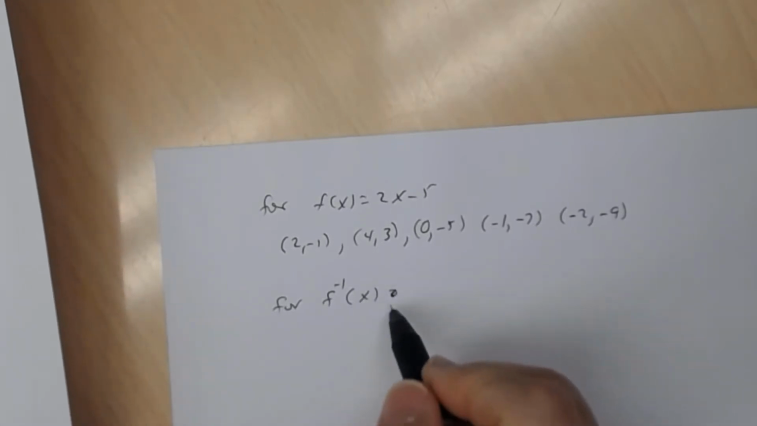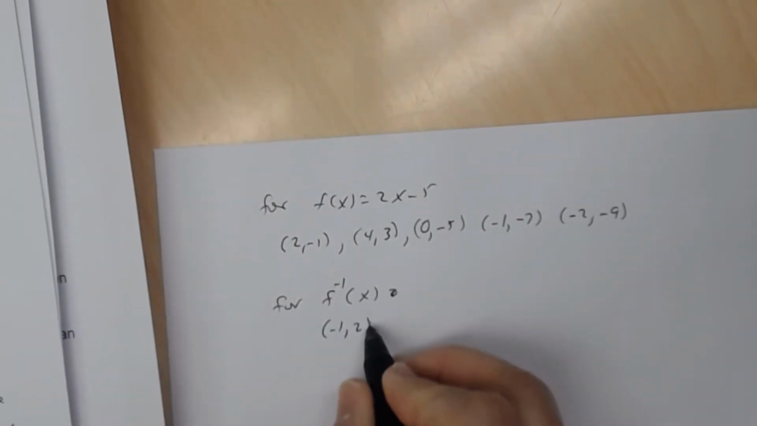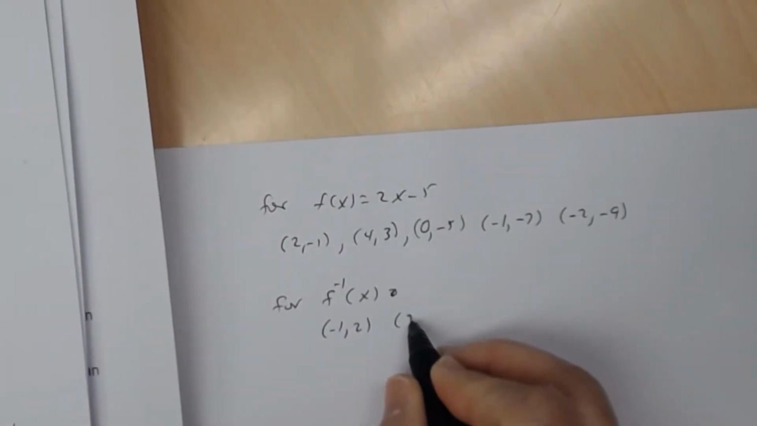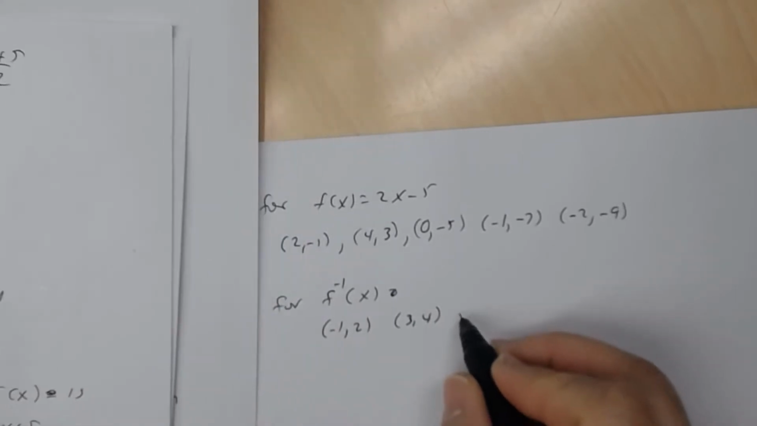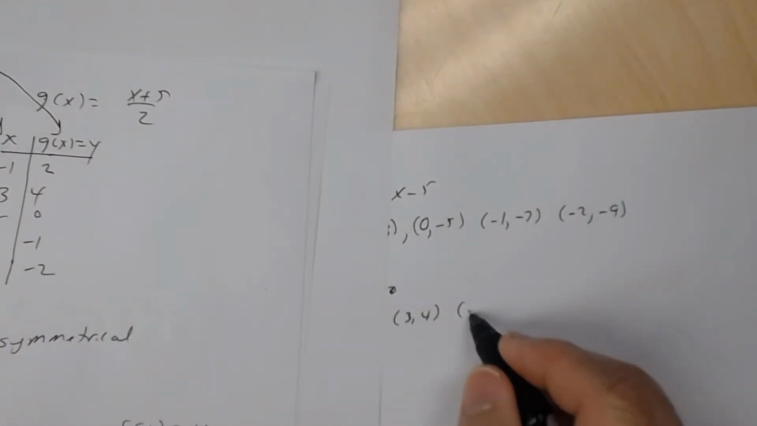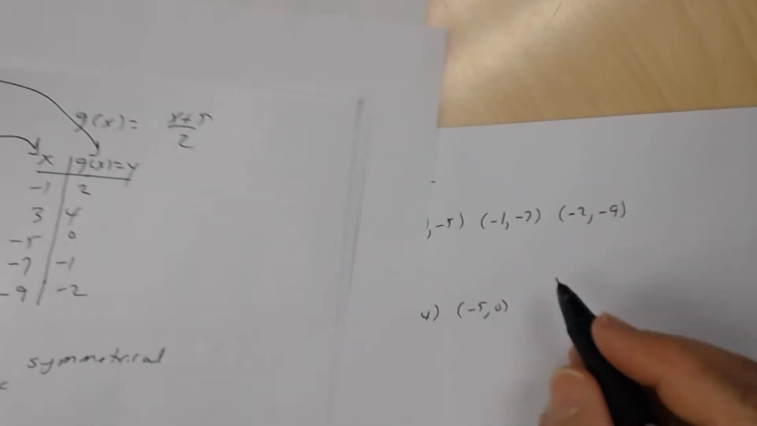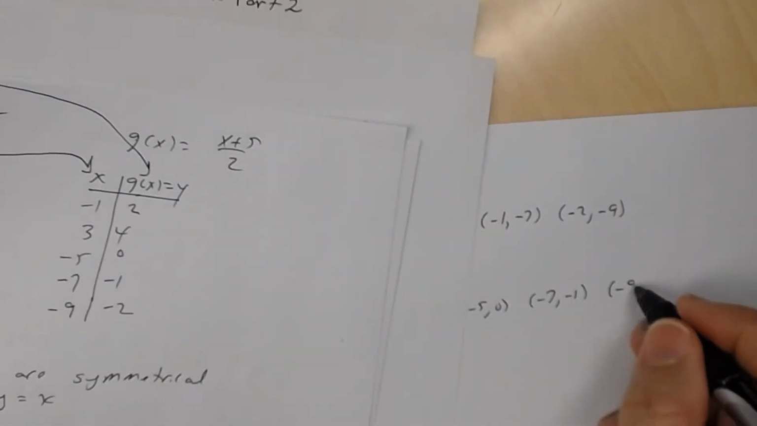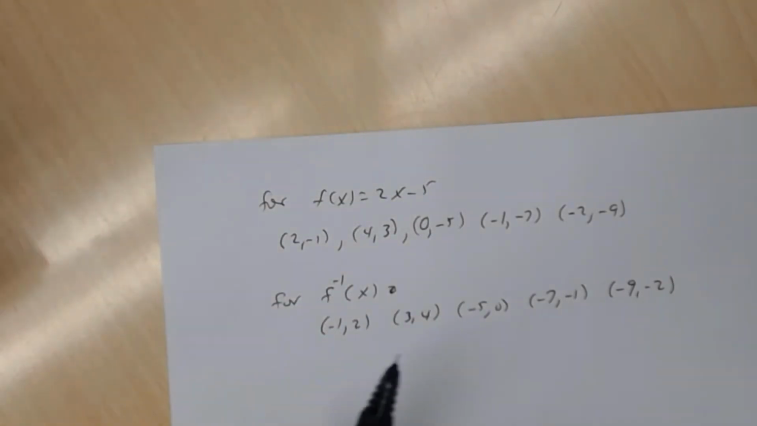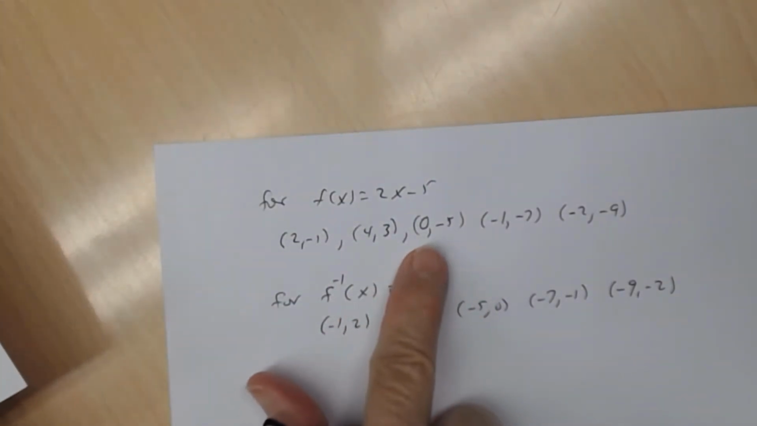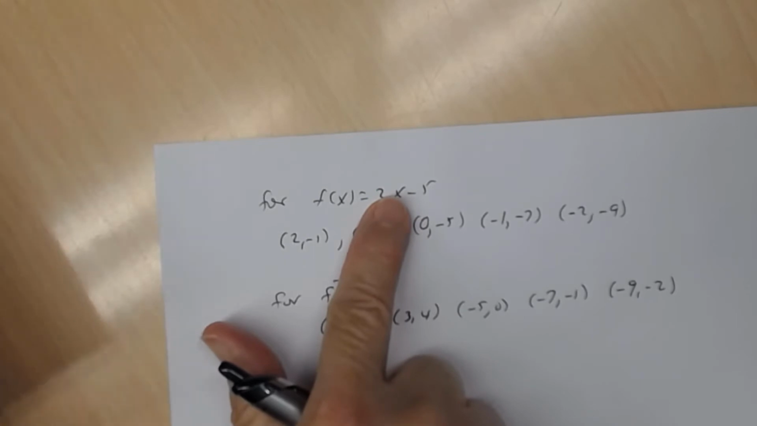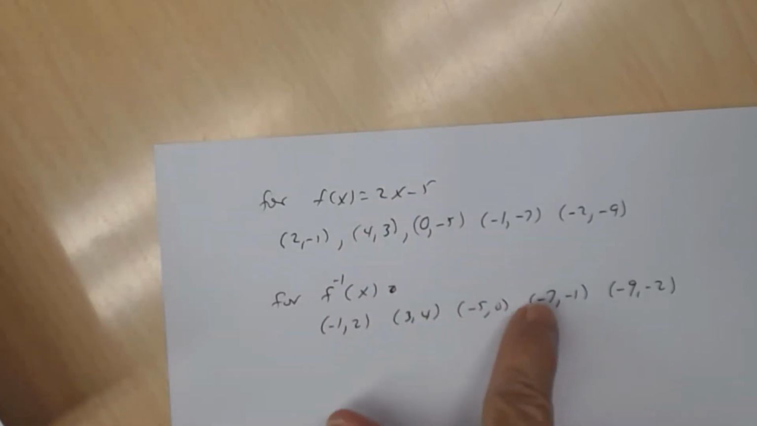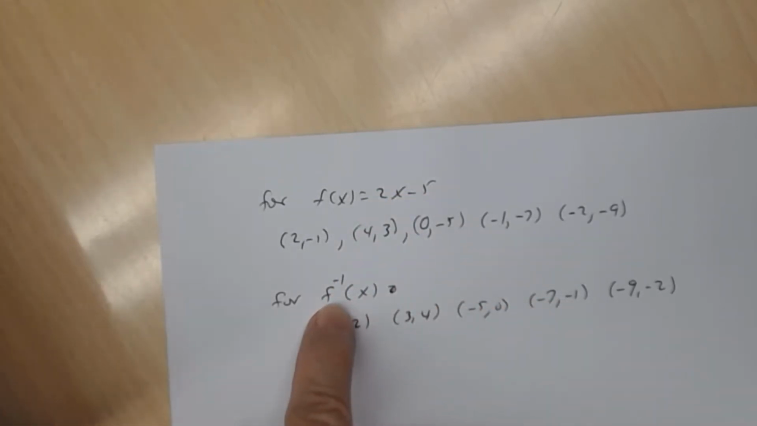So here's some ordered pairs that are on the inverse. So the inverse, remember: (-1, 2), (3, 4), (-5, 0), (-7, -1), (-9, -2). All right, so those are some ordered pairs that are on f of x, and some ordered pairs that are on the inverse.